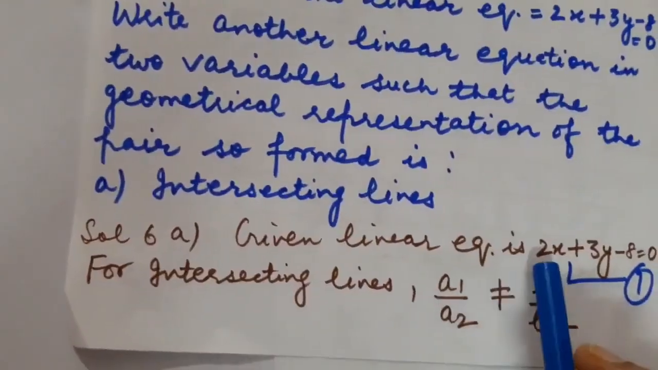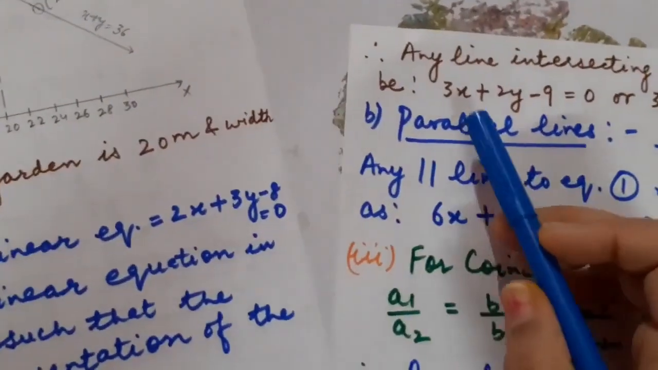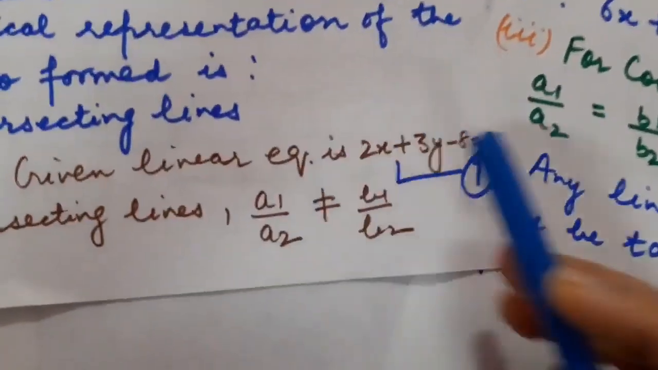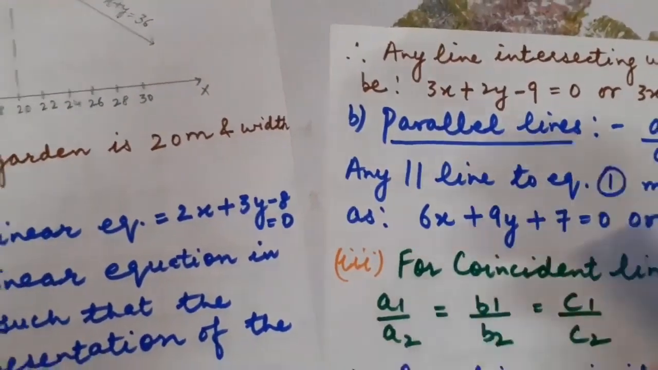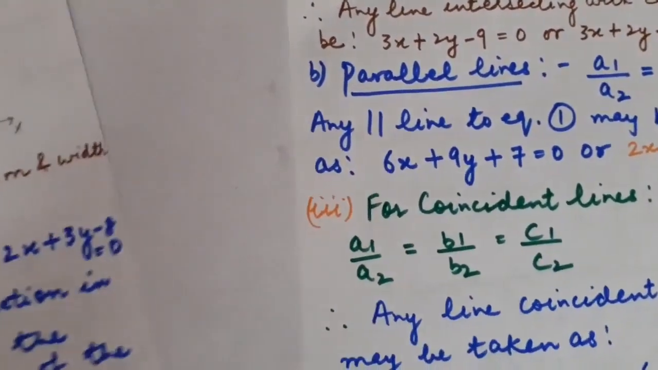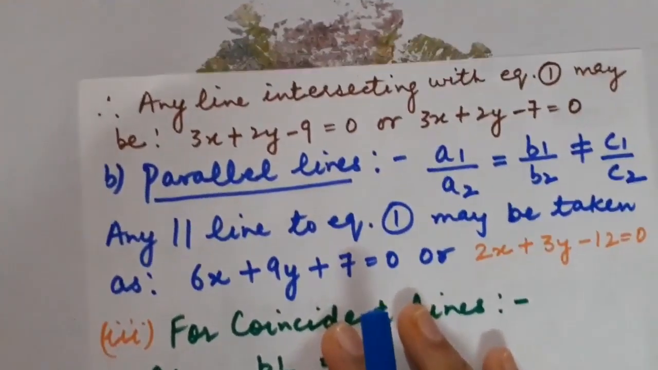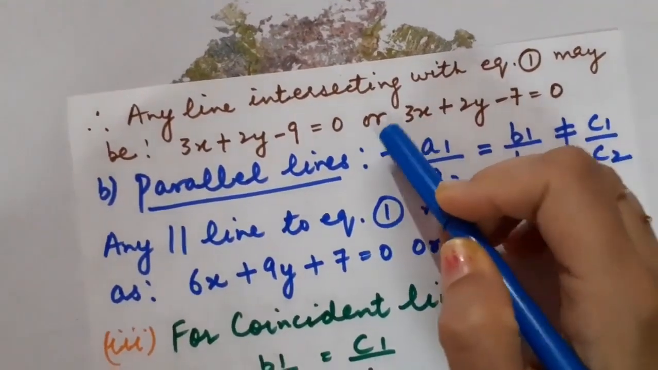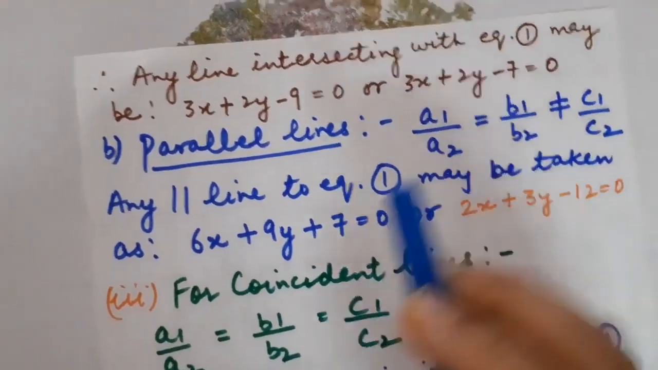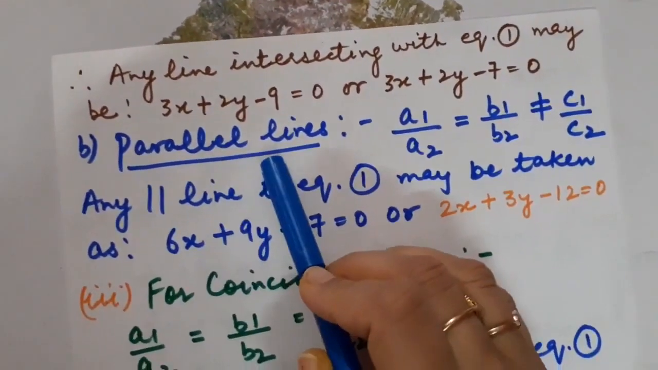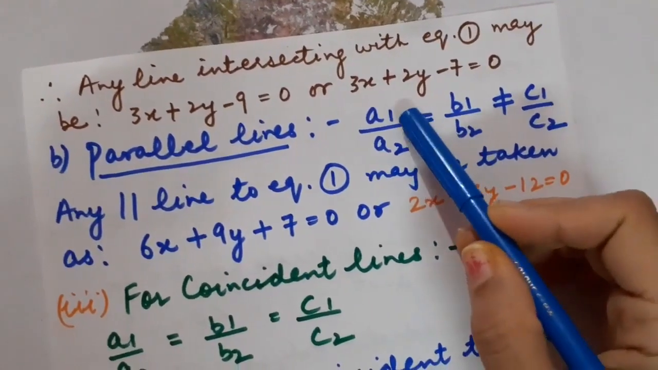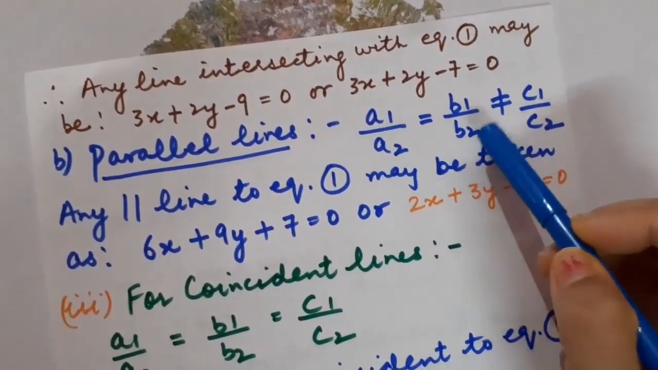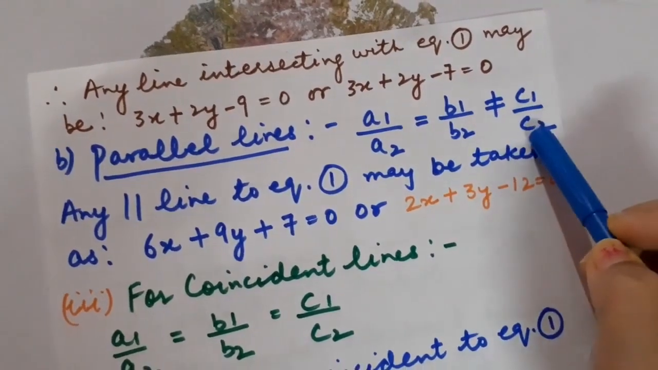Here if I take A1, what is A1? 2. What is A2? 3. What is B1? 3. And what is B2? 2. So 2 upon 3 is not equal to 3 upon 2. So through this we can definitely come to know that the lines will be intersecting. Now the next is parallel lines. Same equation you had. The condition for parallel lines is A1 upon A2 is equal to B1 upon B2 but not equal to C1 upon C2.